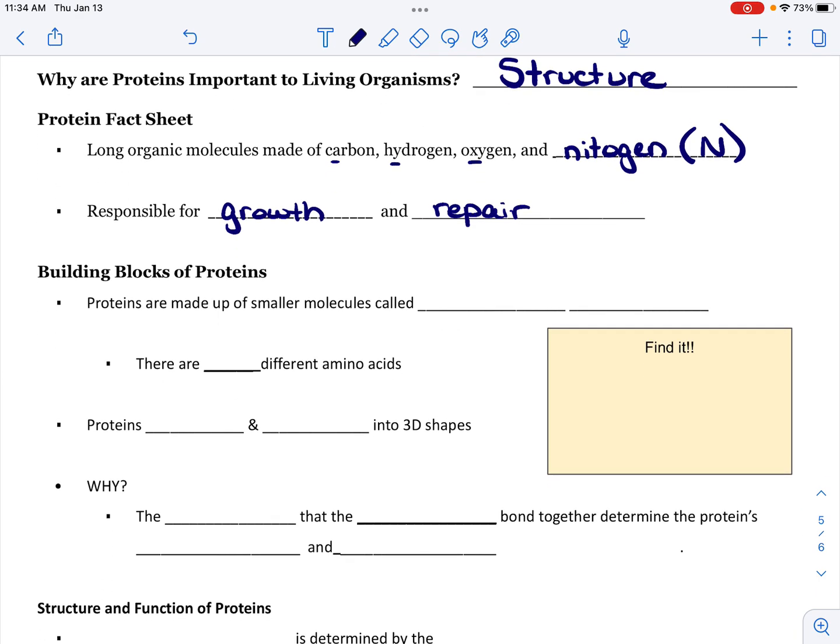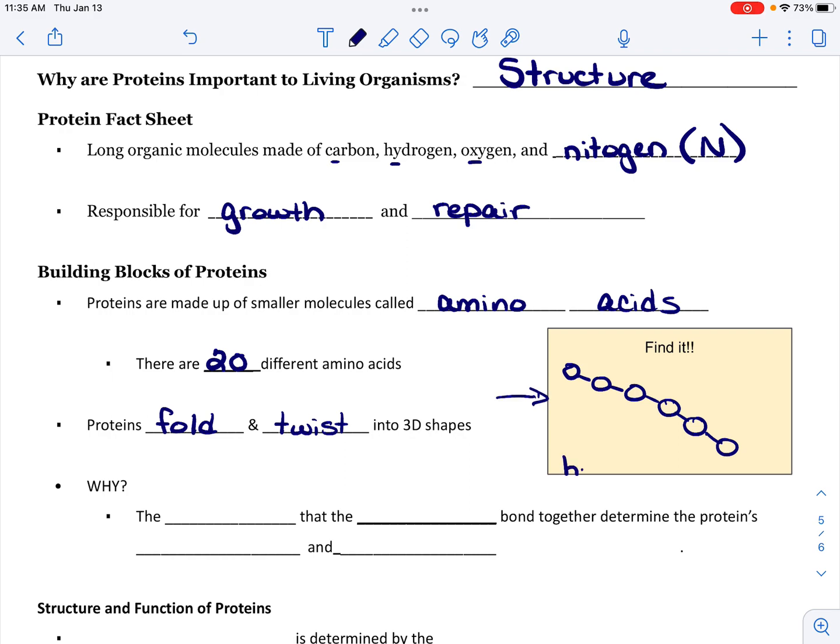Now, the building blocks of proteins are amino acids. And there's about 20 different amino acids. So when those amino acids come together, which form this amino acid chain, they're going to form proteins that are going to then fold and twist into a 3D shape. So for this picture to the right, it'd probably be good if you went in and looked for hemoglobin, which is a protein found in blood, to illustrate how they twist and fold.